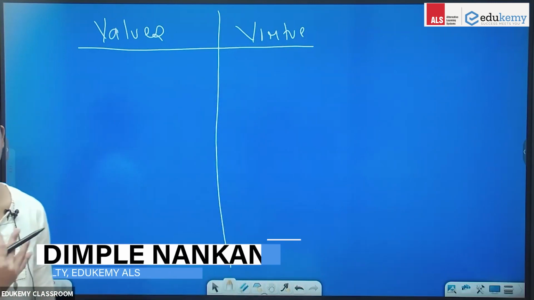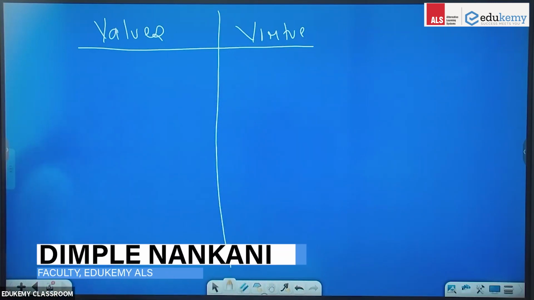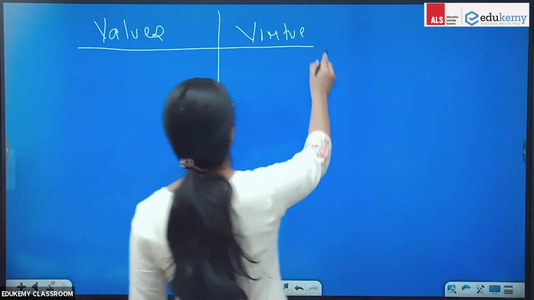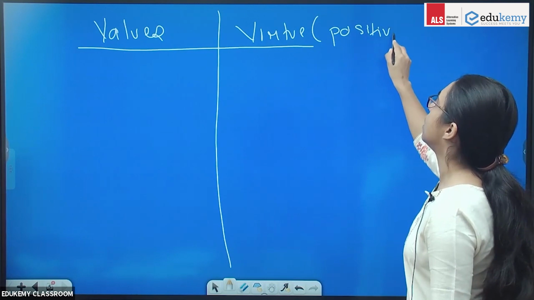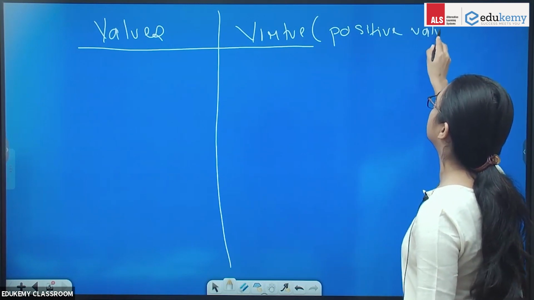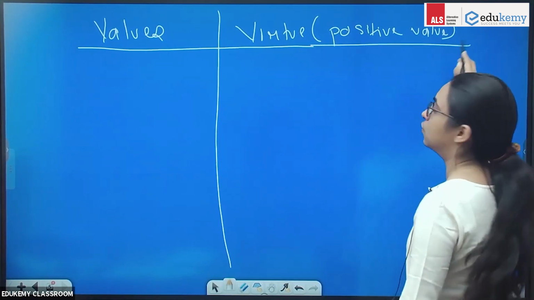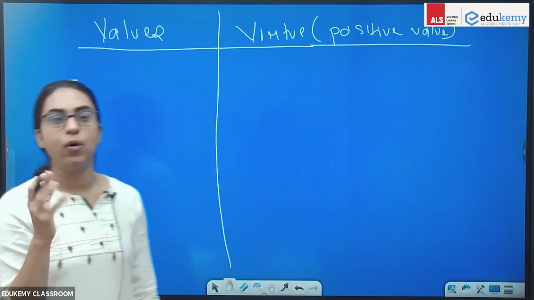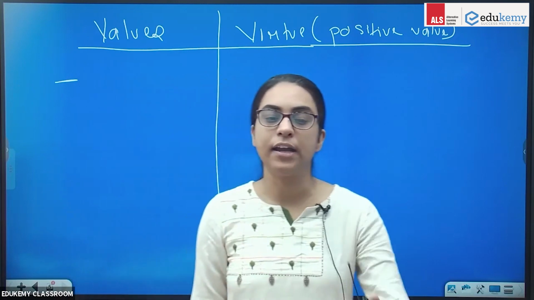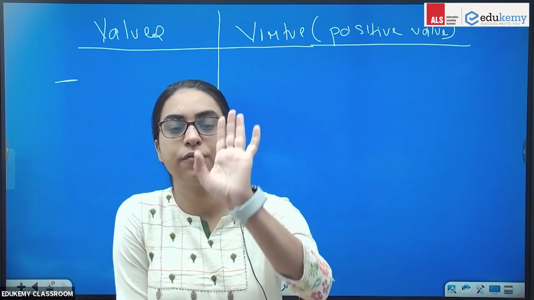What is the difference between value and virtue? Virtue is nothing but a positive value. Anything which is a positive value is what? It is virtue. So positive value is the virtue. What is a value? Value is a preference held by an individual.